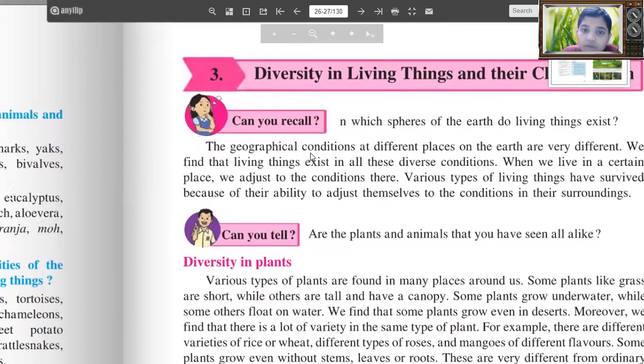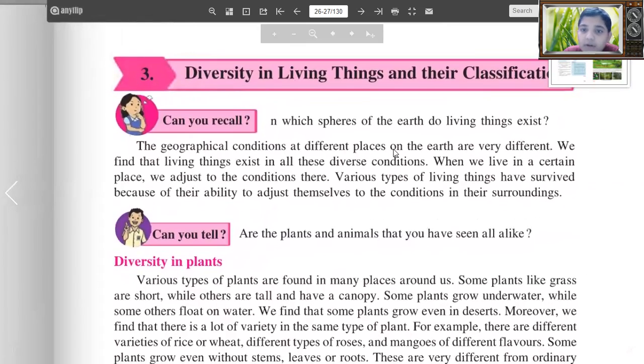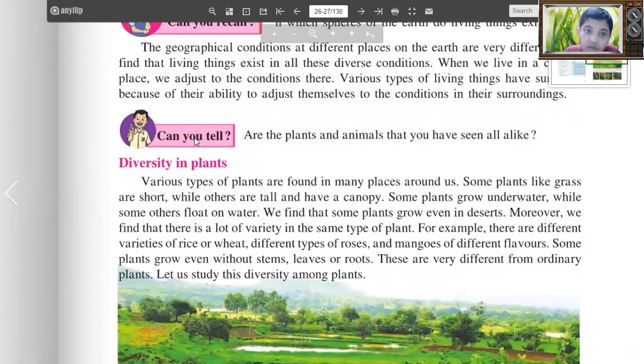Yes. The geographical conditions at different places on the earth are very different. We find that living things exist in all these diverse conditions. When we live in a certain place, we adjust to the conditions there. Various types of living things have survived because of their ability to adjust themselves to the conditions in their surroundings. Can you tell? Are the plants and animals that you have seen all alike?